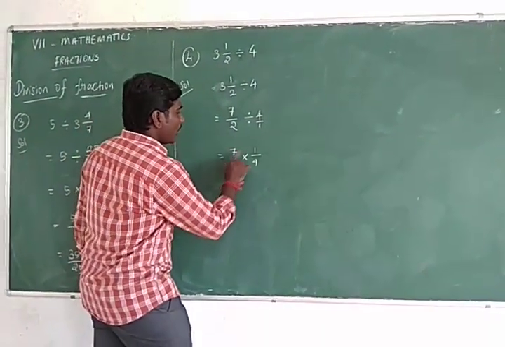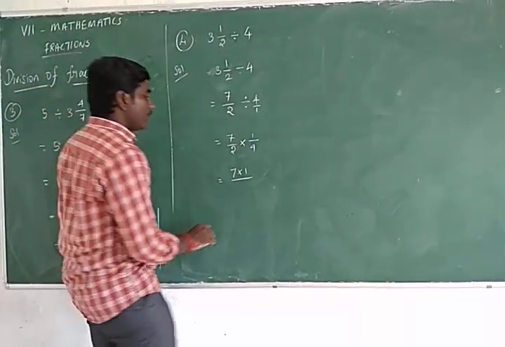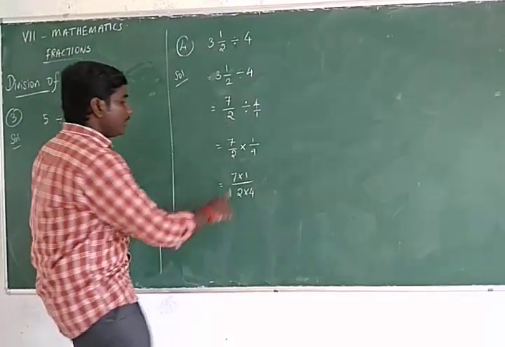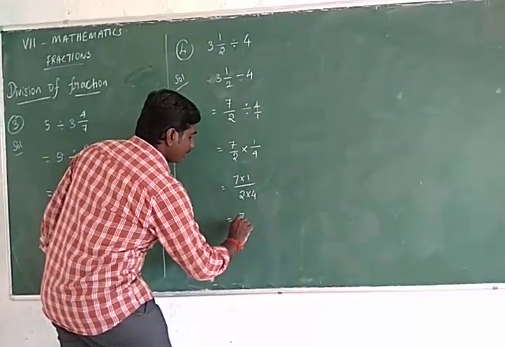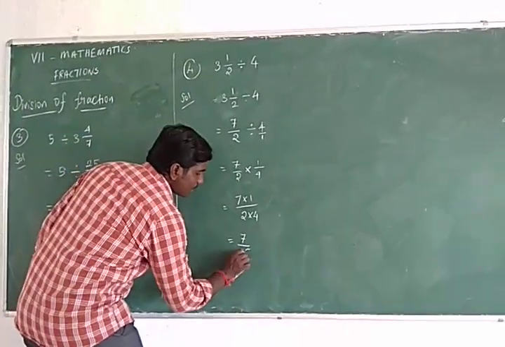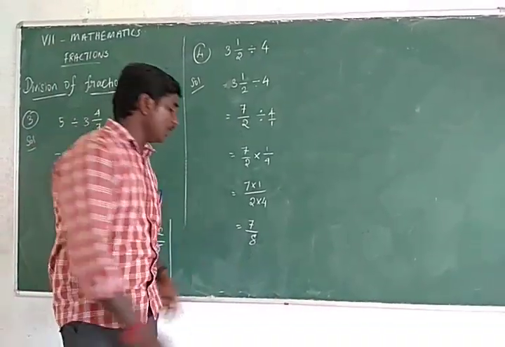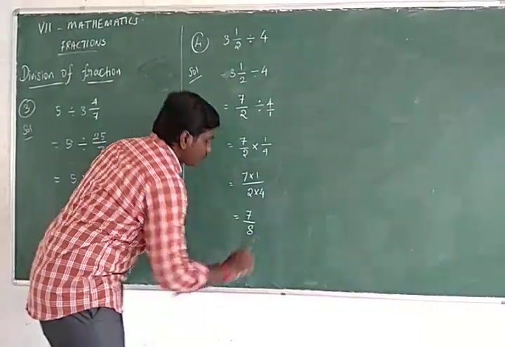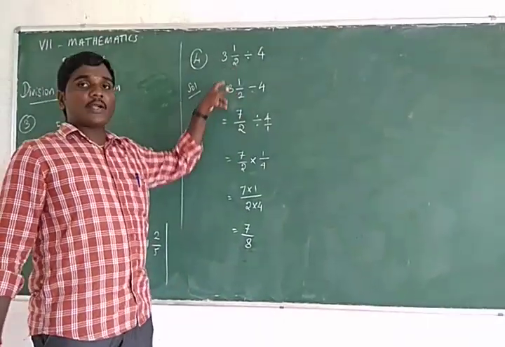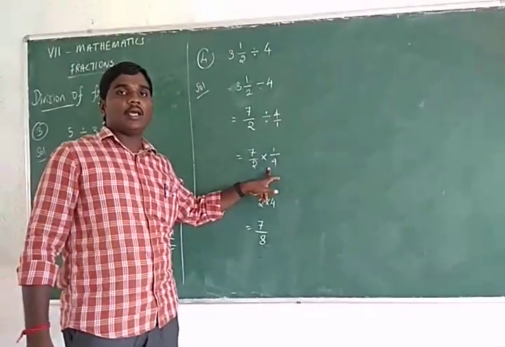Next, take the product of numerators, 7 into 1, divided by the product of denominators. 7 into 1 is 7. 2 4s are 8. So the answer is 7 by 8. It is a proper fraction, so we cannot convert it to a mixed fraction. Keep it the same. First convert the mixed fraction to improper, then multiply with the reciprocal of the divisor. Are you clear?